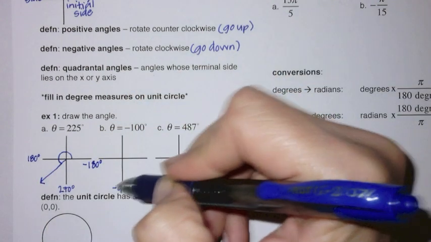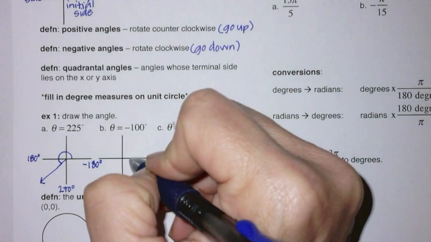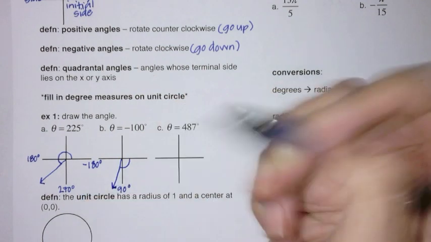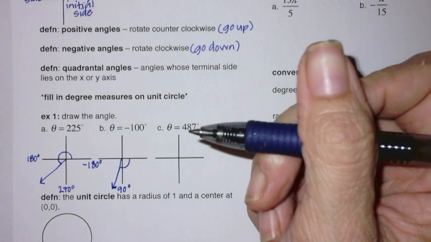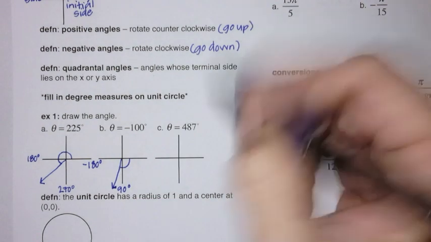So how much past 90 is negative 100? It's 10 degrees past, and I am going to rotate clockwise, because you can see that's what tells you that, because it's a negative angle.